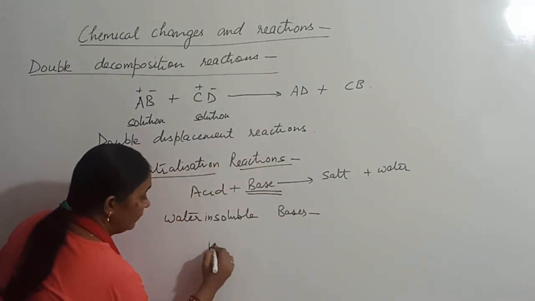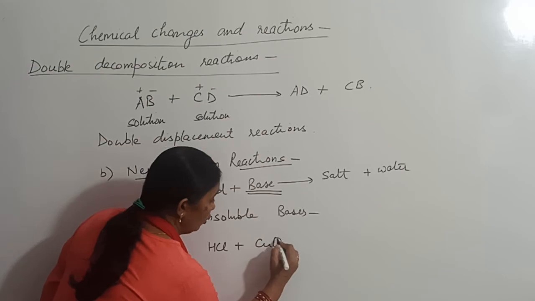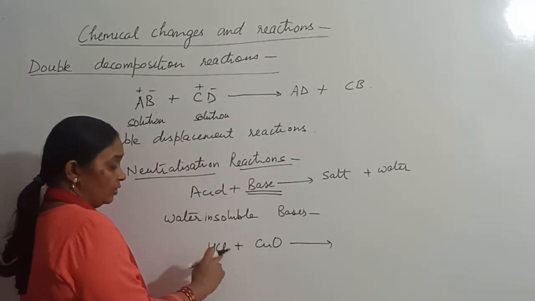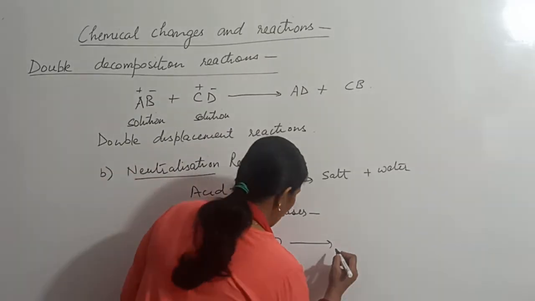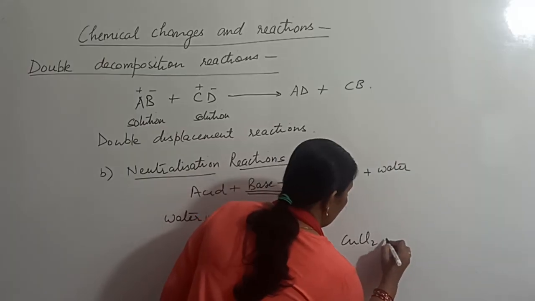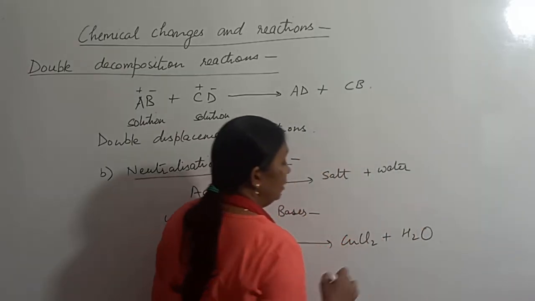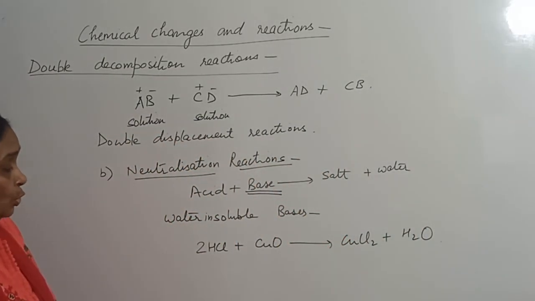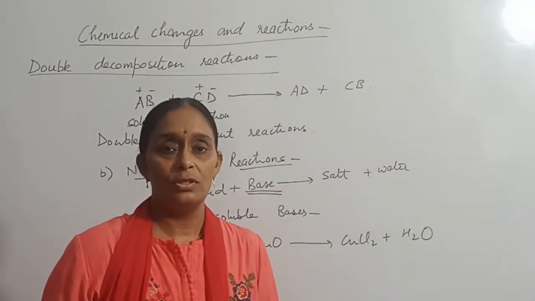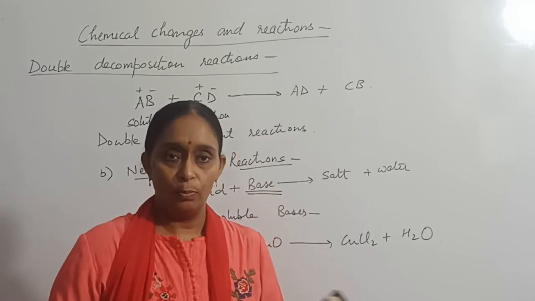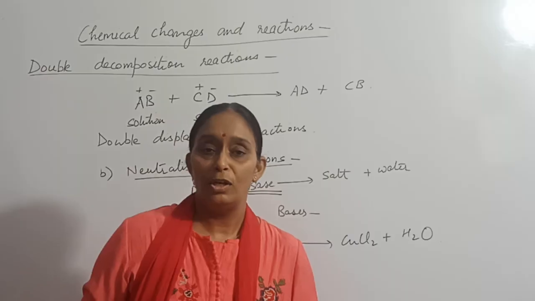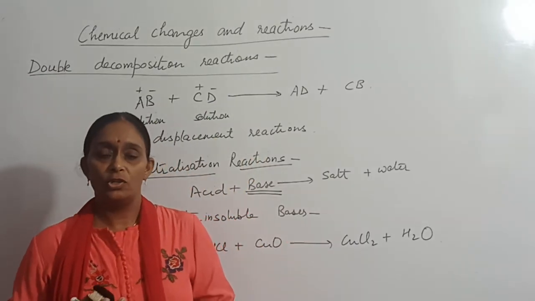We can take an example of acid HCl reacting with copper oxide, which is an insoluble base. HCl will react with copper oxide, using two molecules of HCl, to give CuCl2, a salt, and water is formed. So these are the reactions you can call double decomposition reactions, which are divided into two parts: precipitation and neutralization reactions. This is all about neutralization reactions and precipitation reactions.